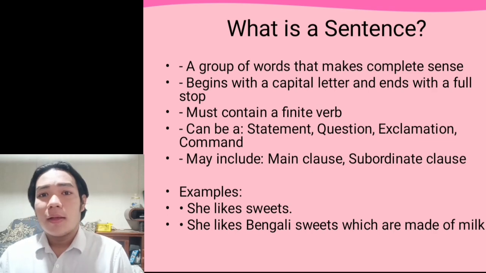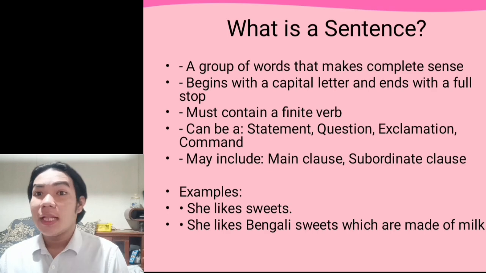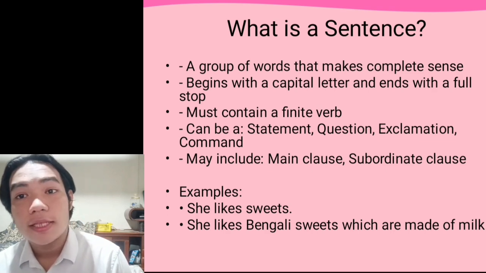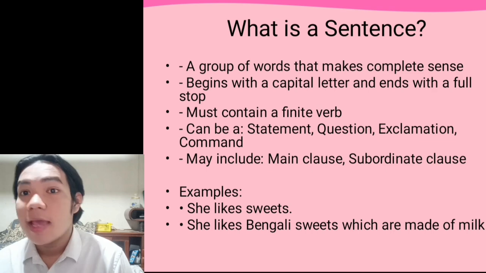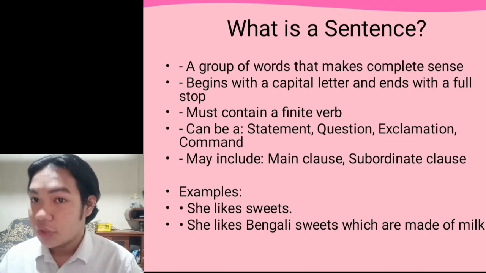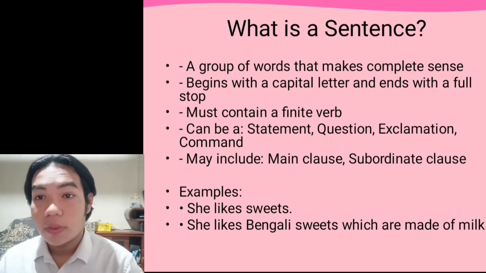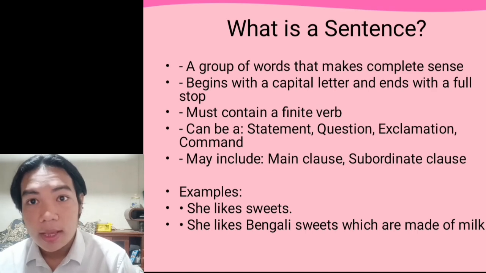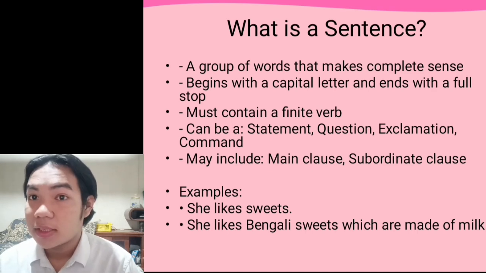So, for example, she likes sweets. This is an example of a simple sentence. It has a subject, which is she, a verb, which is likes, and an object, which is sweets. It expresses a complete thought.